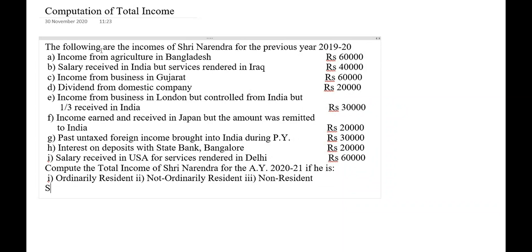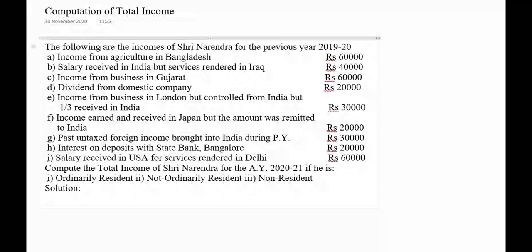So now let's go for the solution. Let us discuss this problem first here. Income from agriculture in Bangladesh is a foreign income, so it is taxable only in the hands of an ordinarily resident. Salary received in India but services rendered in Iraq: though the source of income is outside India, as the income is received in India, it becomes Indian income, so it is taxable in all the three cases. Then income from business in Gujarat is Indian income, so taxable in all the three cases.